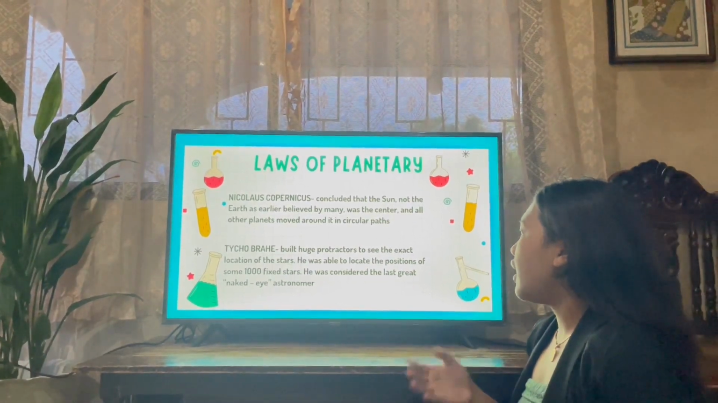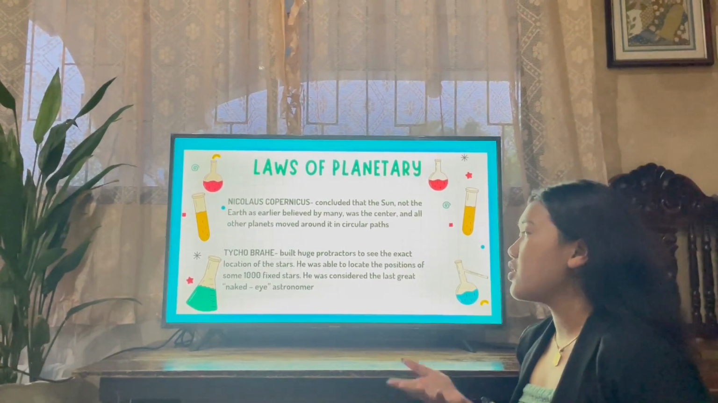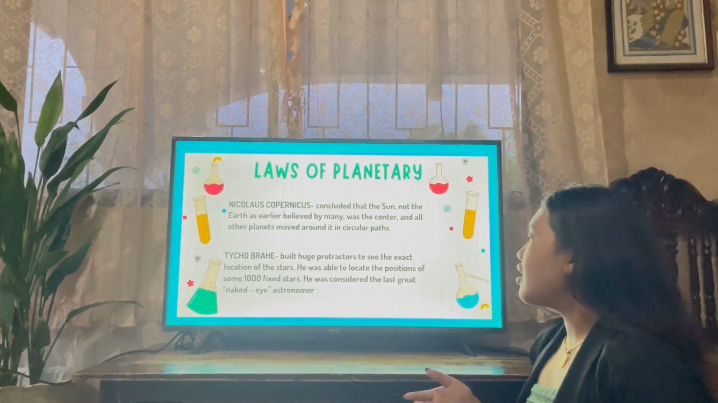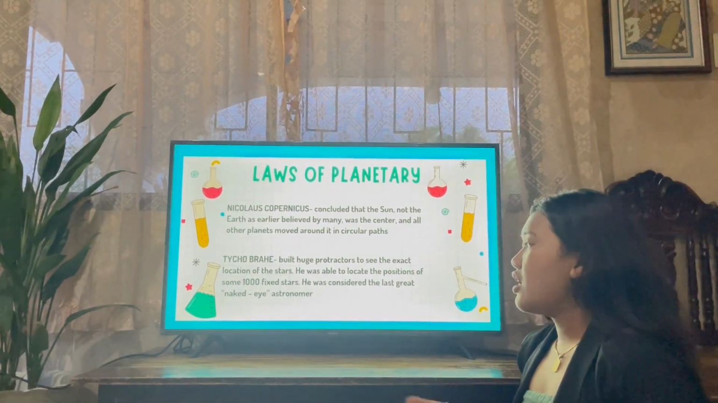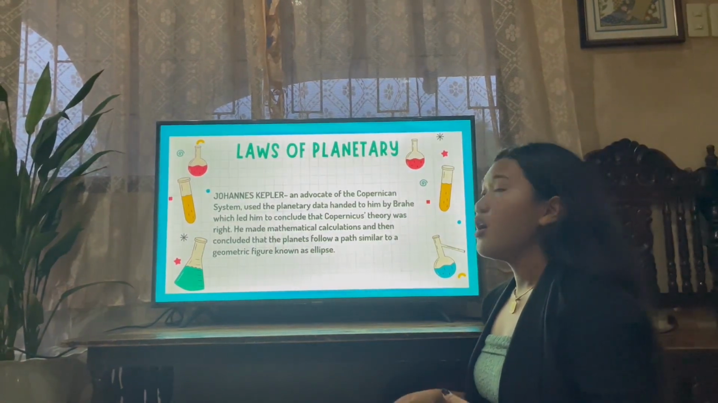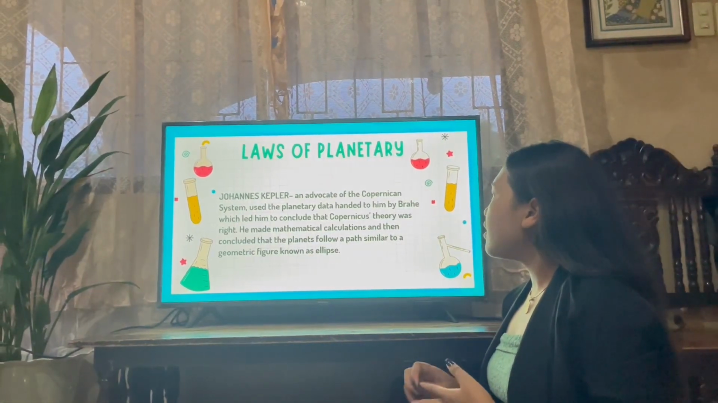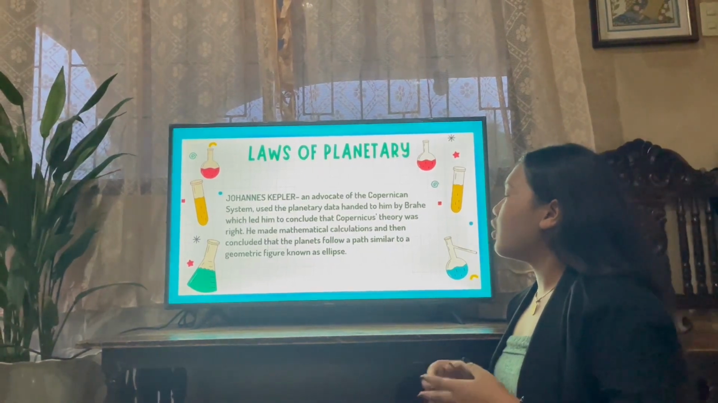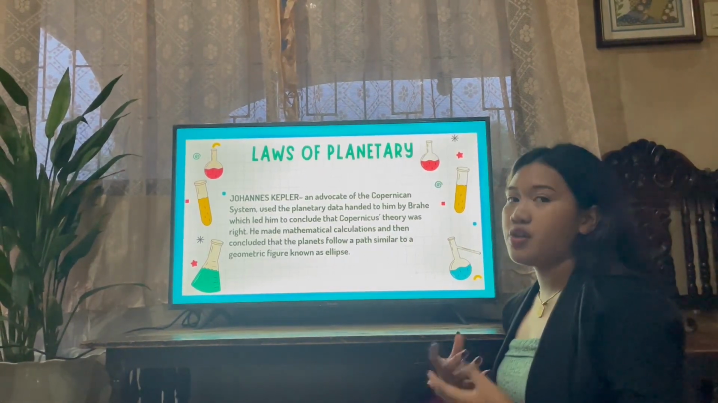Tycho Brahe built huge protractors to see the exact location of the stars. He was able to locate the position of some 1,000 fixed stars. He was considered the last great naked-eye astronomer. Johannes Kepler, an advocate of the Copernican system, used the planetary data handed to him by Brahe, which led him to conclude the Copernican theory was right.